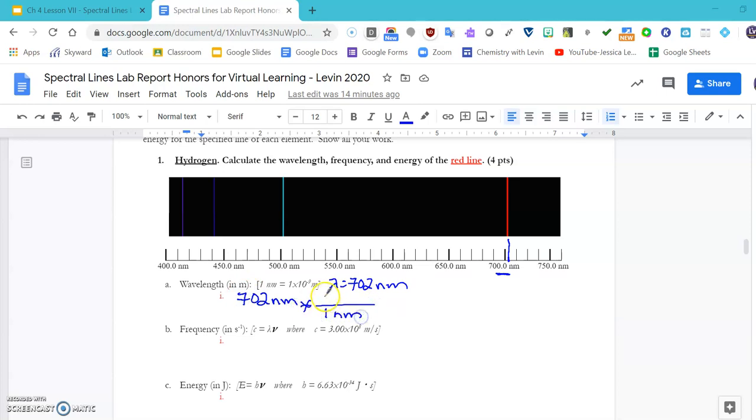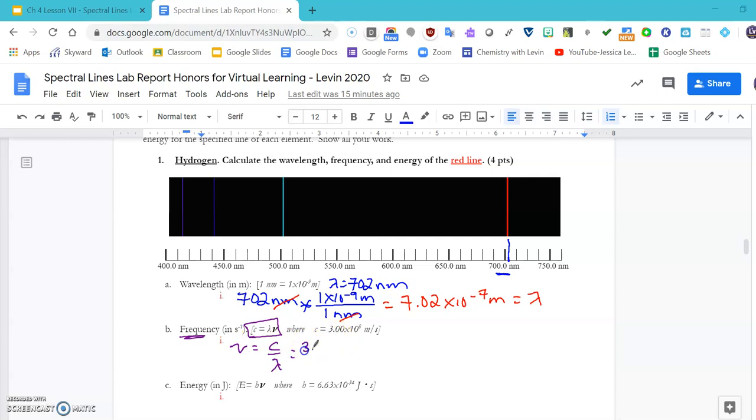1 nanometer is 1 times 10 to the negative 9th meters. What that does is it cancels out my nanometers and nanometers, and I get 7.02 times 10 to the negative 7th meters as my wavelength. So now when I do a calculation, what I'm going to do is I am going to use the c equals lambda nu equation to figure out the frequency. So I can rearrange this to get c over lambda.